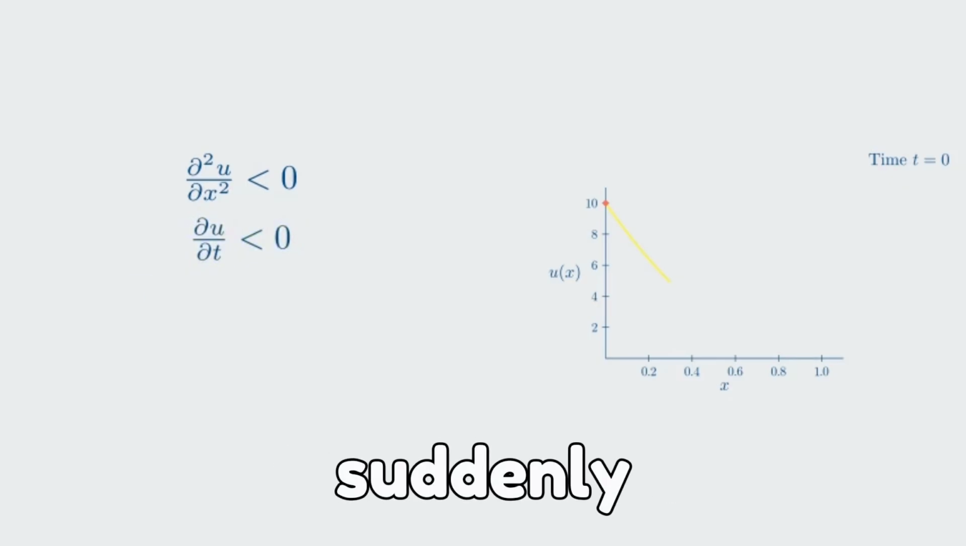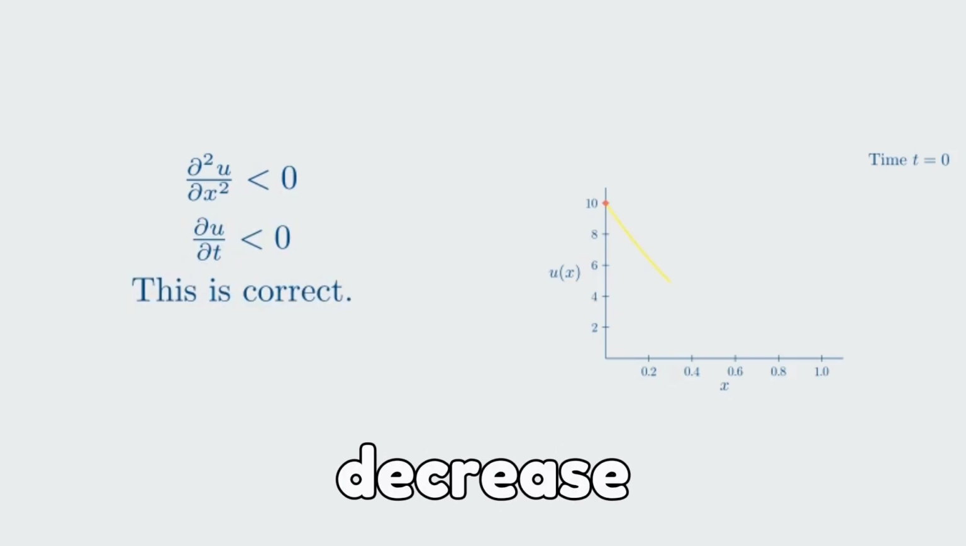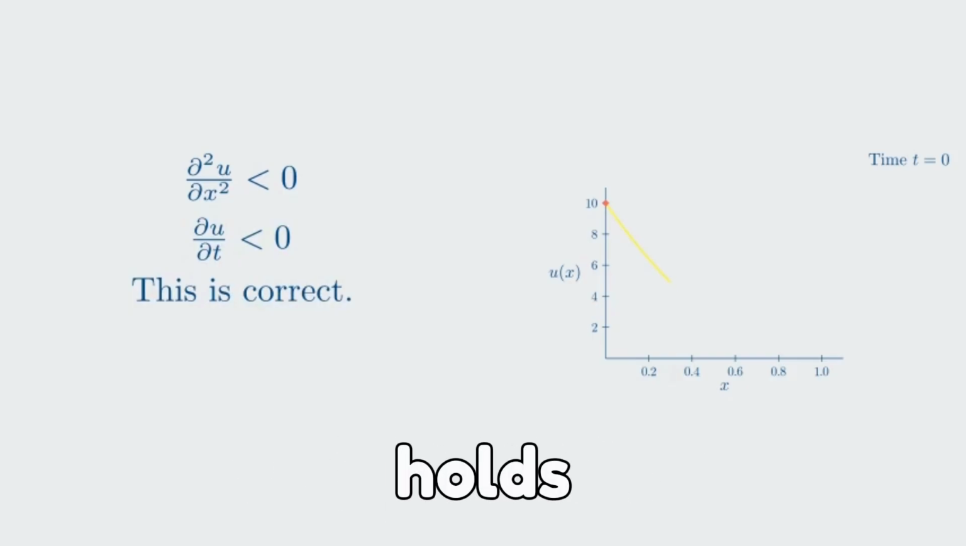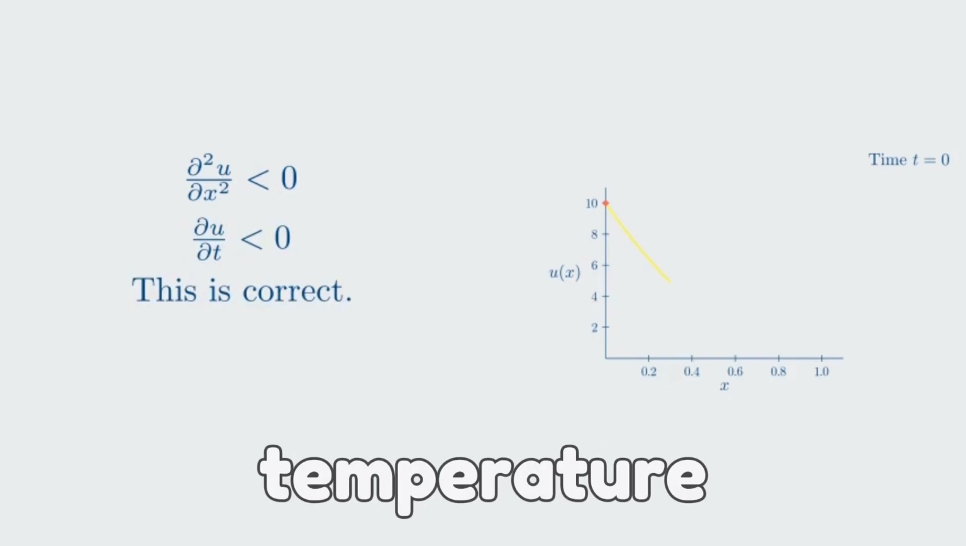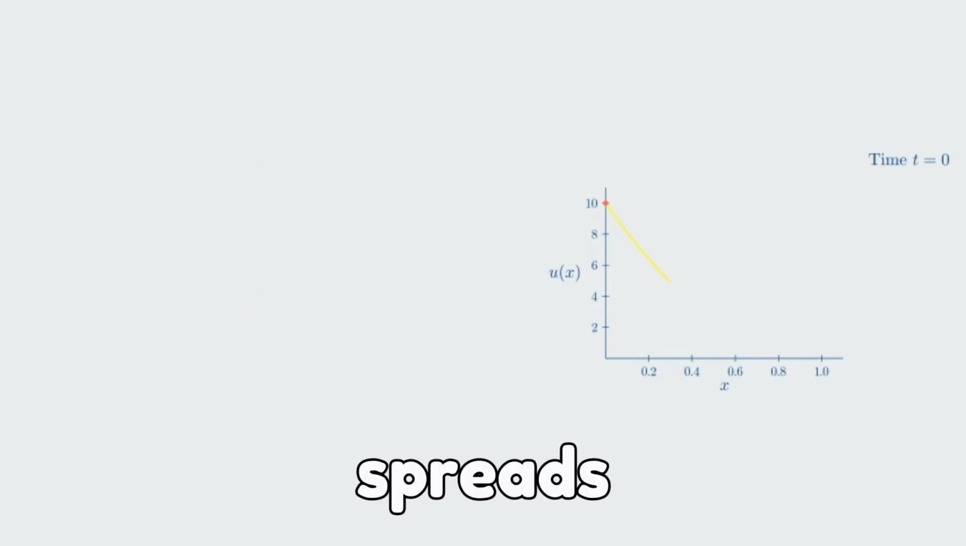If the temperature is suddenly at 10, it's the hottest part of the rod. Heat should flow away from it, cooling it down. The temperature should decrease, and the equation holds. u_t is negative, which means the temperature decreases. This is correct. Over time, heat spreads down the rod.